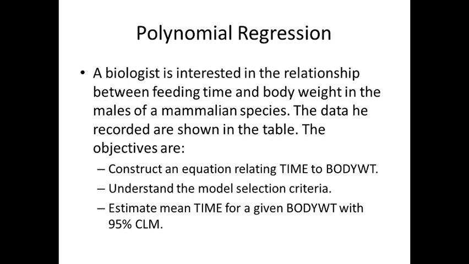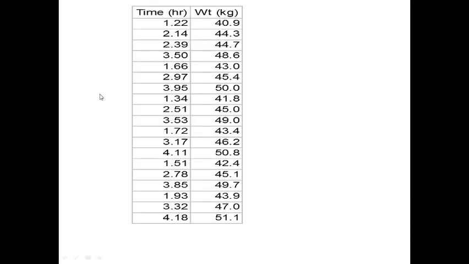Consider an example. A biologist is interested in the relationship between feeding time and body weight in the males of a mammalian species. The data recorded are shown in the table on the next slide. The objective is to construct an equation relating time to body weight and understand the model selection criteria. This is the data gathered, time in hours and weight in kg. This is the feeding time and this is the body weight, and we want to find out the relationship between these two.